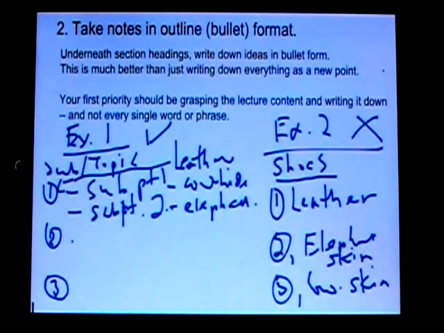Example 1 is a good one because cowhide and elephant hide are subpoints of leather. But in example 2, you are actually creating leather as one point for discussion, elephant skin as another point for discussion, and cow skin as another point for discussion. So example 2 is not correct. The right way to take notes in outline bullet format would be example 1. So take note of that.